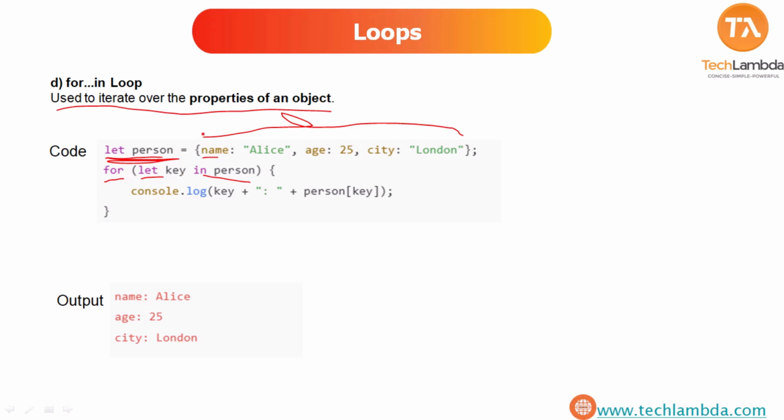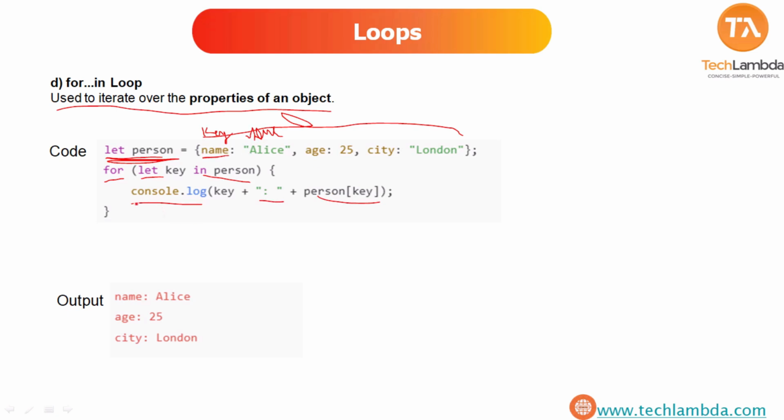So we have the values of the object in the form of key and value pairs, right? So this is a key and this is a value. So for let key in person, console.log key plus person[key]. So what does it print? It prints the value of the key, that is name.